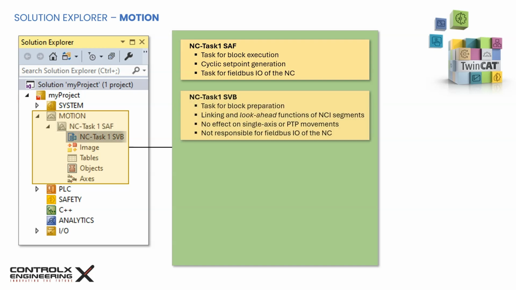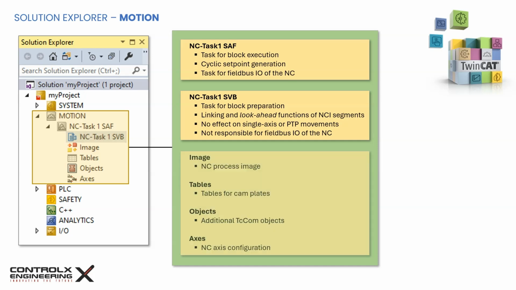The block preparation task, also known as SVB task, prepares the selected commands so that they can be subsequently executed quickly in the SAF task. The SVB task is not responsible for fieldbus IO. Under image, the NC process image of the SAF task is displayed.